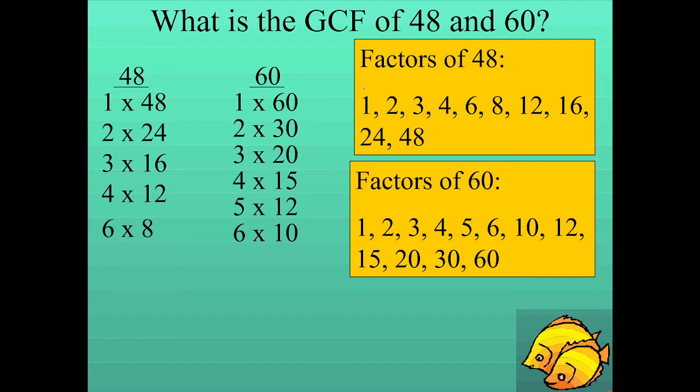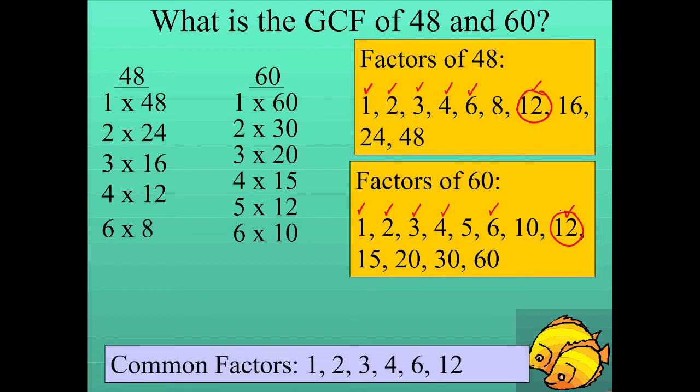Let's check 1, yes. 2, yes. I heard someone said 12. Let's verify that. 3, yes. 4, yes. 6, yes. 12, yes. Are there other common factors? None. So, therefore, your classmate was right. The number 12 is the GCF here.